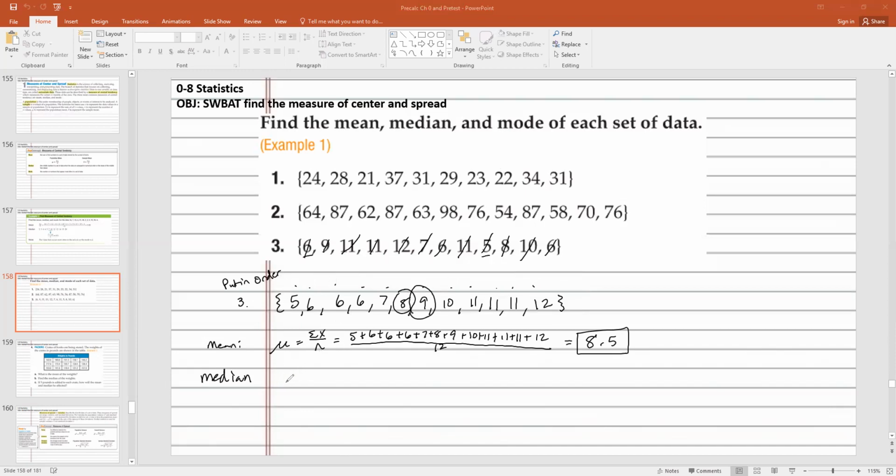All right, so we're going to find the mean of 8 and 9. So 8 plus 9, and there's 2 numbers there, so we're going to divide by 2. 8 plus 9 is 17, divided by 2 equals 8.5. What? It's the same? Yeah.